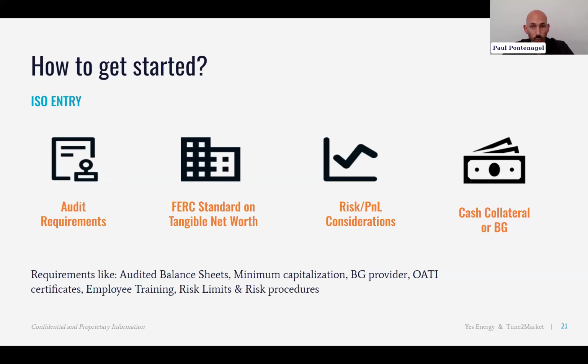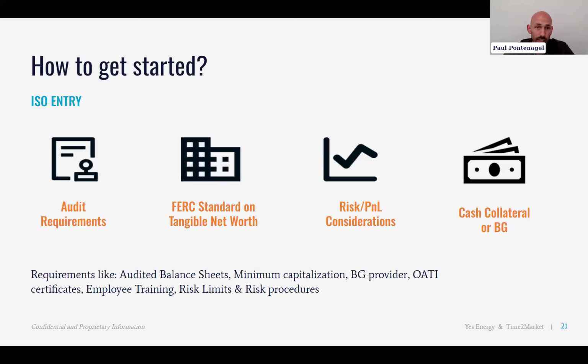Then, apart from being a well-capitalized entity, you also still need to place collateral or a bank guarantee, for example, towards the ISOs. It's not just that you need to be worth the 1 million US dollar. No, you also need to place collateral. So it's a double requirement there.